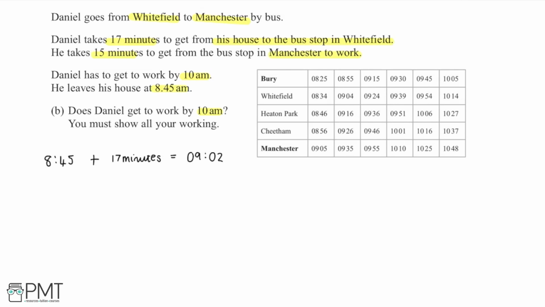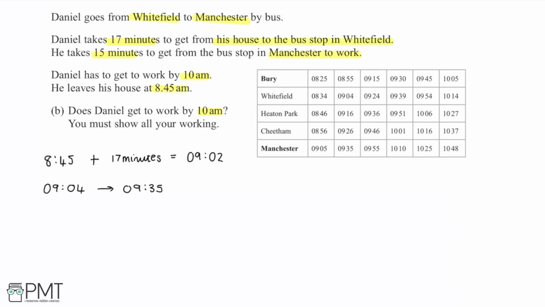So he is then going to get on the 9:04 bus we've established, and we can see that this 9:04 bus is going to arrive in Manchester at 9:35. So we can also write this down. Now he's arrived in Manchester at 9:35, and all he has to do from here is then walk to his work. And again, looking through all of the information that we were given, we're told here that it takes him 15 minutes to get from the bus stop in Manchester to his work.